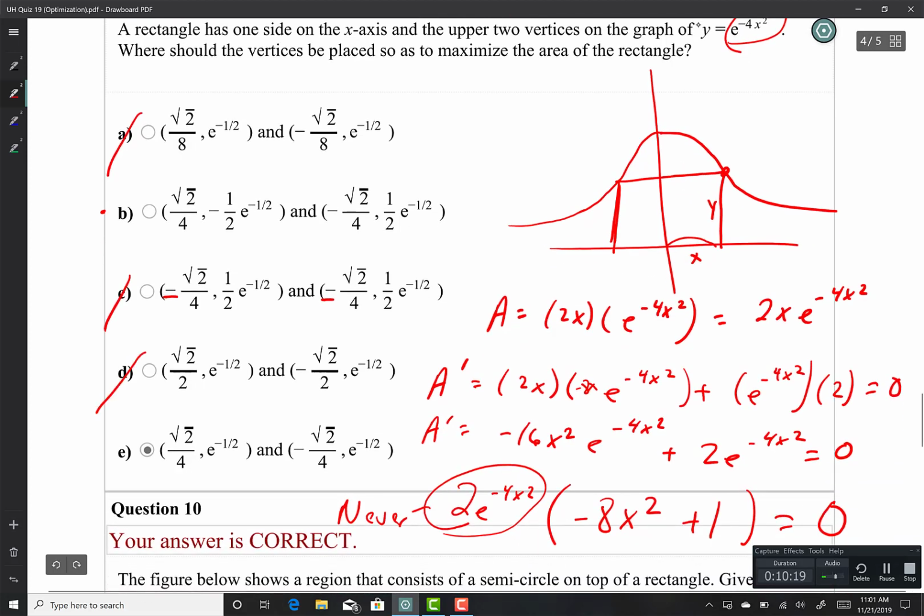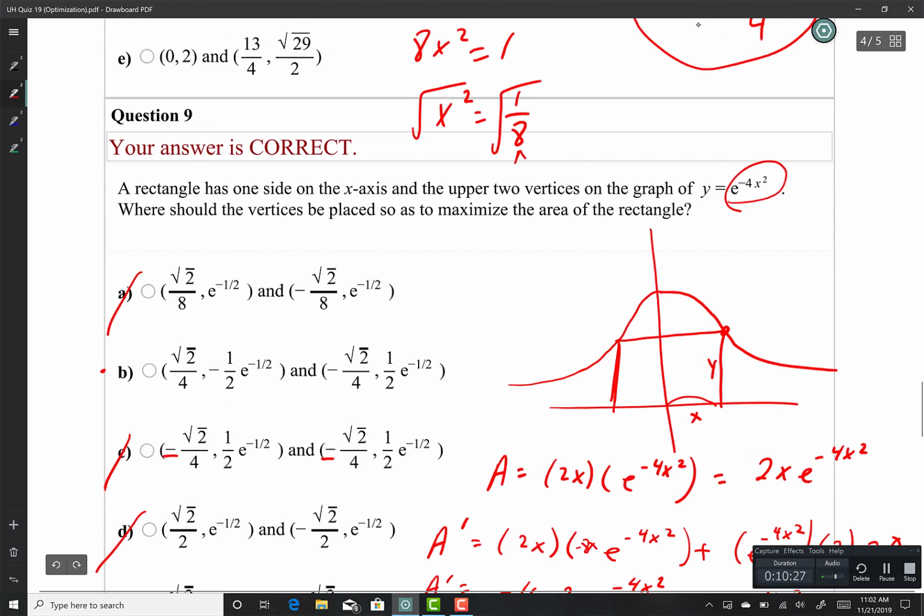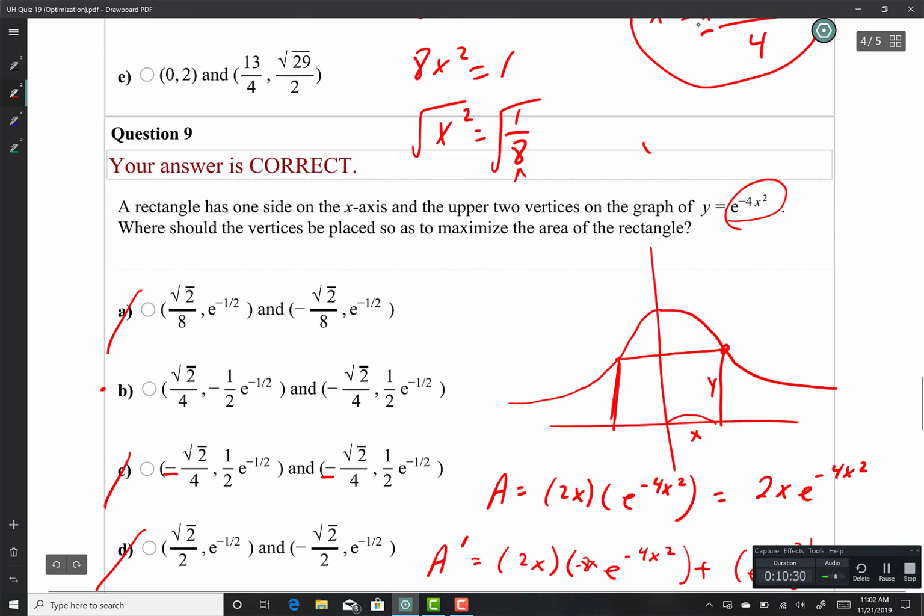Nope. And then maybe. So it's between B and E. So what do you do to get the y value here? Well, you plug this into the original, which is e to the negative 4x squared. So I'm going to write, okay, y equals e to the negative 4, and the next squared was already 1/8, if you remember. So let's see. E to the negative 1/2.